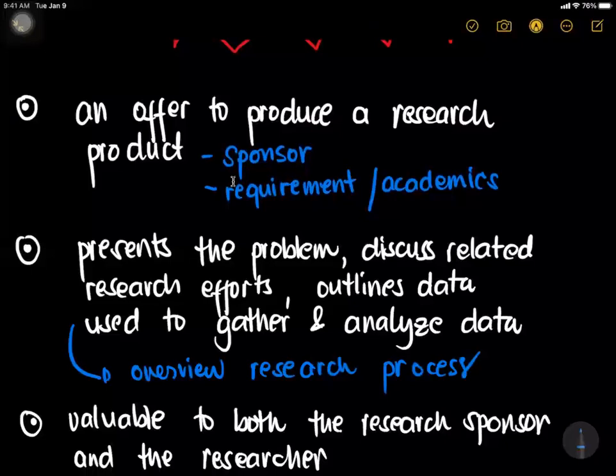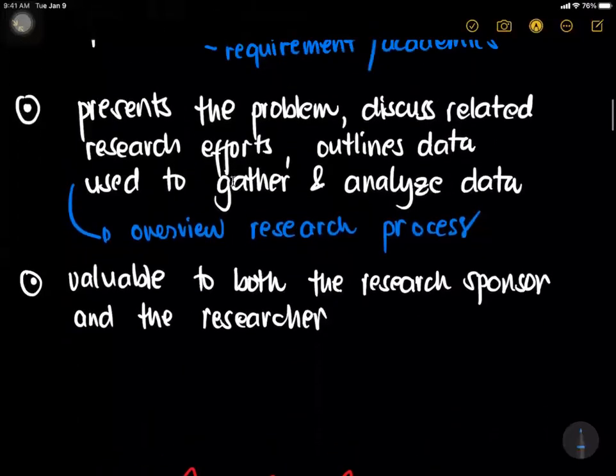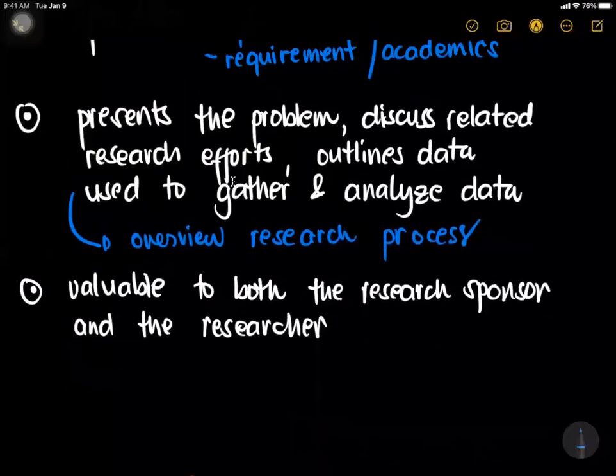Another one is that a research proposal is valuable to both the research sponsor and the researcher. If you are the research sponsor, probably you will be convinced to finance the study or to support the study in any way. Or in the school, that would mean that your research adheres to the research agenda and the research standards of your university, college, or school.